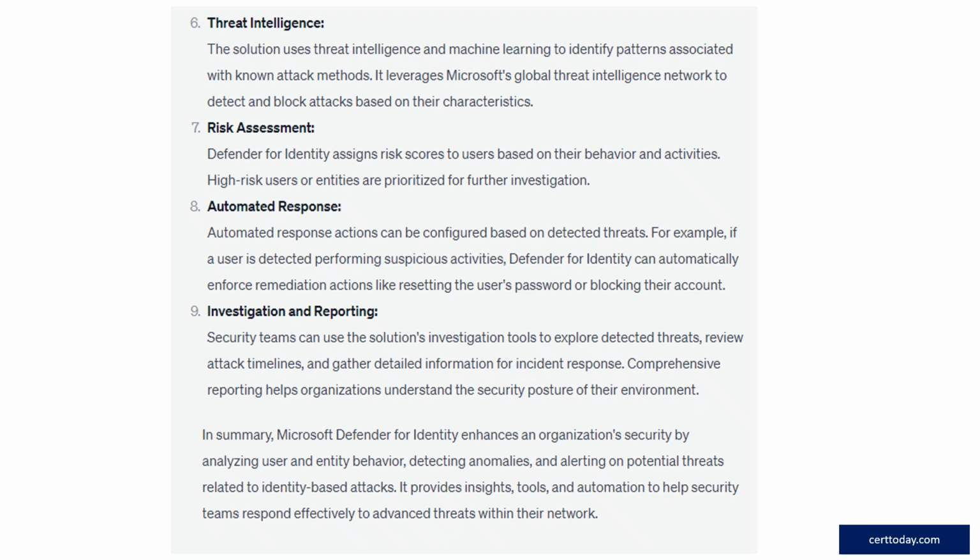In summary, Microsoft Defender for Identity enhances an organization's security by analyzing user and entity behavior, detecting anomalies, and alerting on potential threats related to identity-based attacks. It provides insights, tools, and automation to help security teams respond effectively to advanced threats within their network.